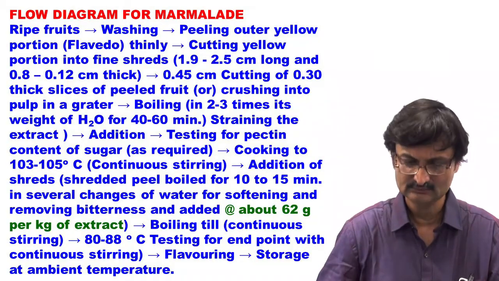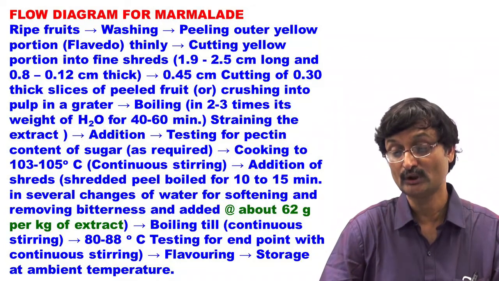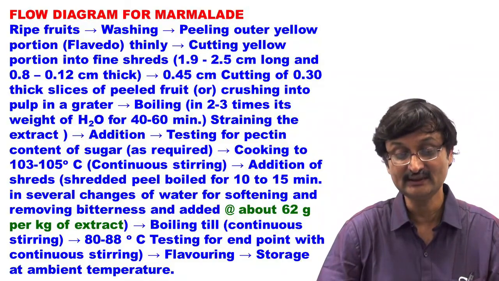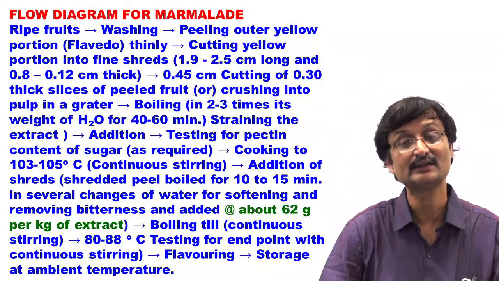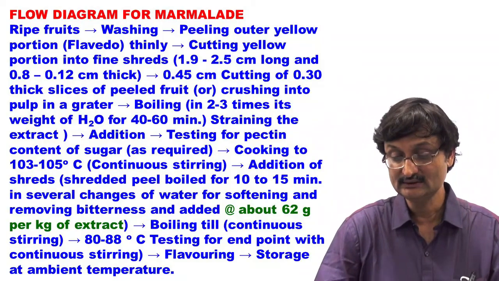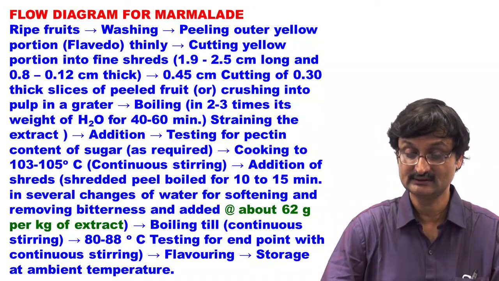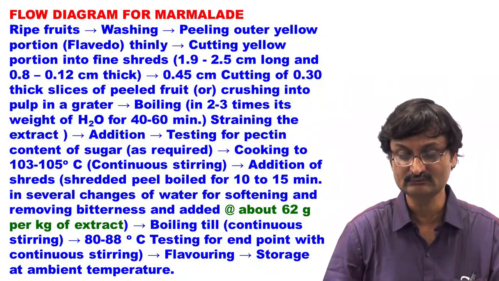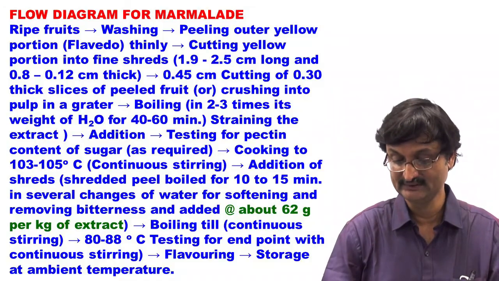With continuous stirring, shredded peel is added, which has been boiled for 10 to 15 minutes in several batches of water for softening and removal of bitterness, and added at the rate of 62 gram per kg of extract. It is the main point. Boiling with continuous stirring at 80 to 88 degrees Celsius, tested for end point. While continuous stirring, flavoring is done and it is stored at ambient temperature.